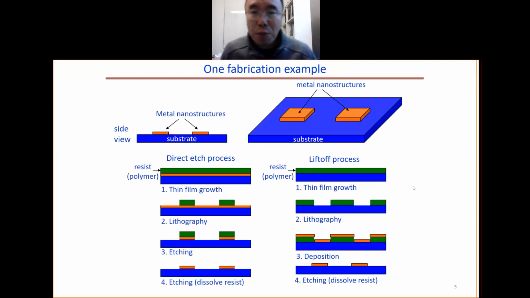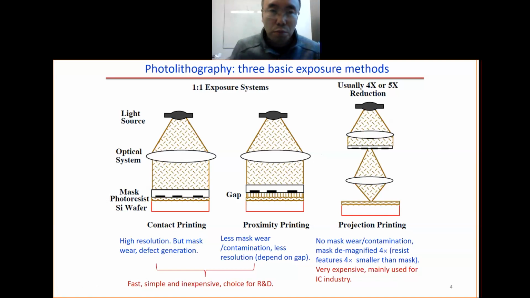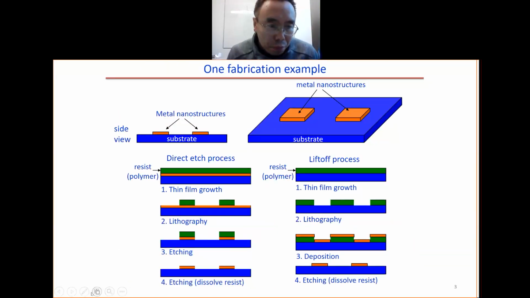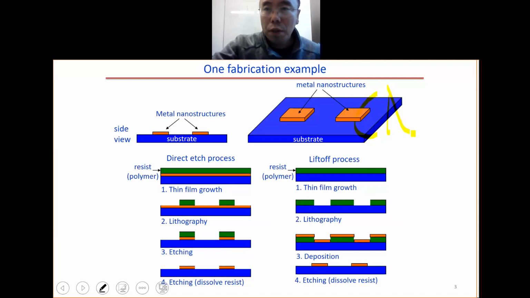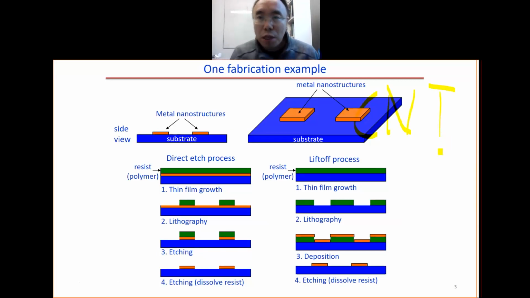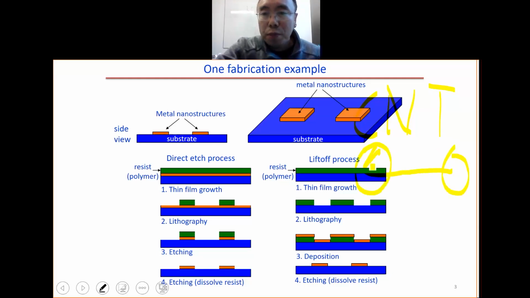Here I give you a simple example of a micro or nanofabrication process. In this case, what do we want? We want just simple metal structures. This can be used, for example, to measure the electrical property of a carbon nanotube. If we want to measure the electrical property of the carbon nanotube, you can have the carbon nanotube, and you put one electrode here and one electrode here. So this is the process.